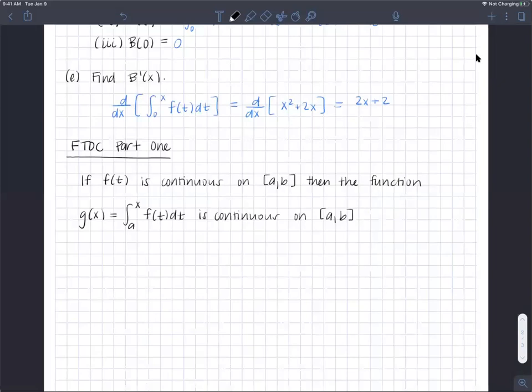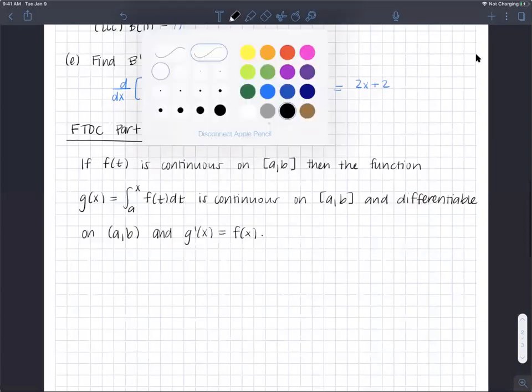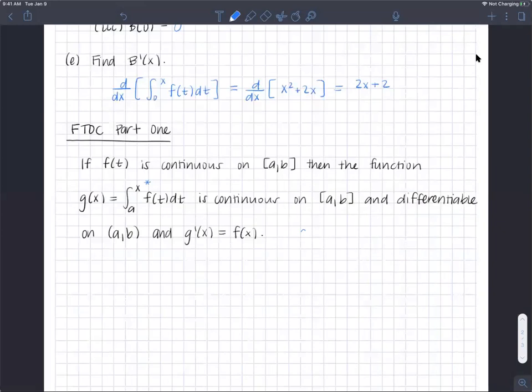And it's also differentiable on the open interval from a to b. And the derivative of g, g prime, is going to equal f of x. Here I left out a little note I should have included: if I star this, x is between a and b.